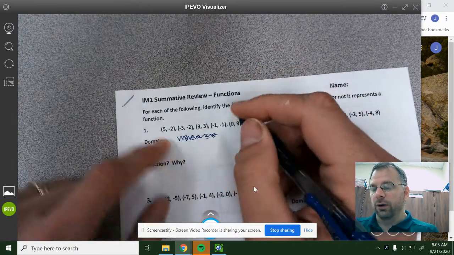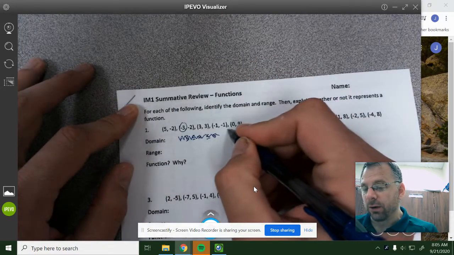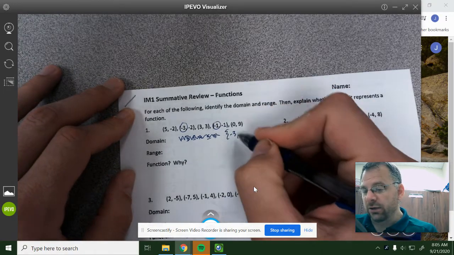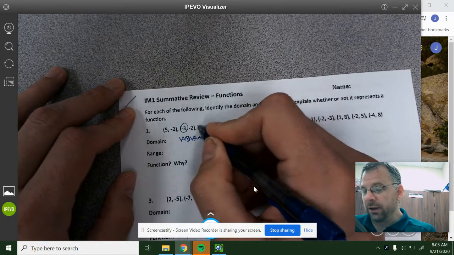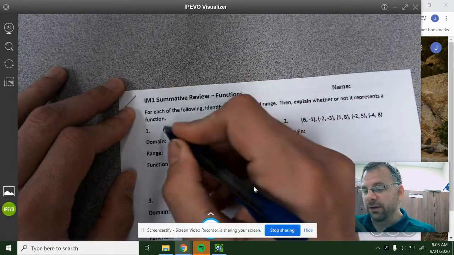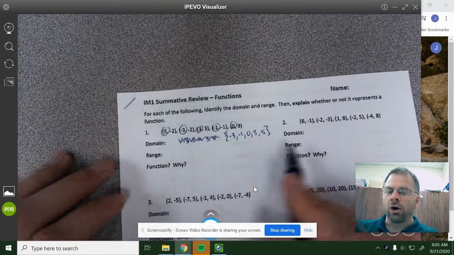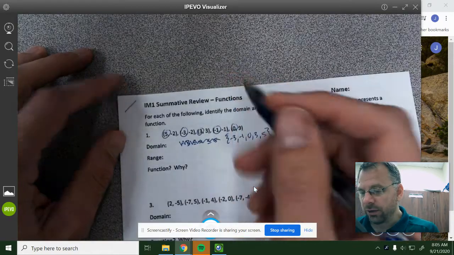What we're looking for here, what's actually in the domain, are these x values. -3 is one of them, so I'll include that. -1 is one of them. 0 is in there. 3 is in there. And 5 is in there, right? That is my domain. Not all the things that are in between there. I wanted to make sure that that was highlighted and that you understood that.